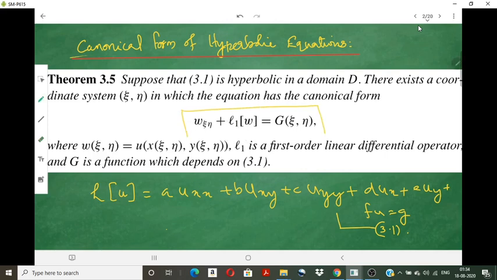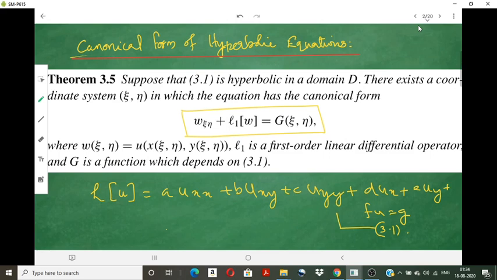L1 of W is equal to G of theta eta where W of theta eta is equal to U of X in theta eta comma Y of theta eta, and L1 is the first order linear differential operator. G is a function which depends upon the given equation.